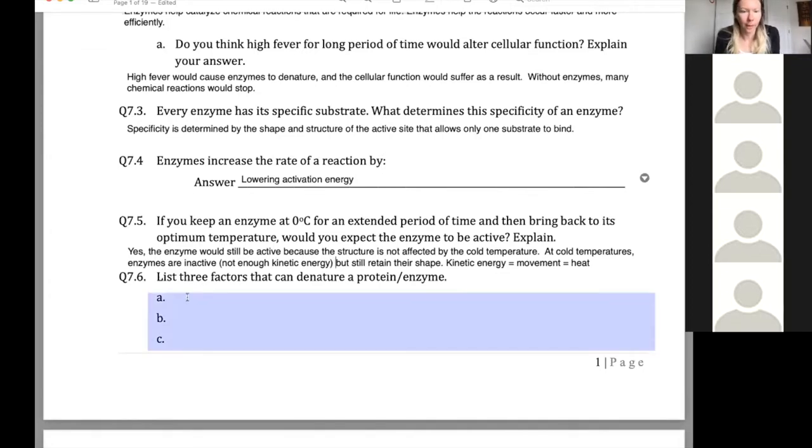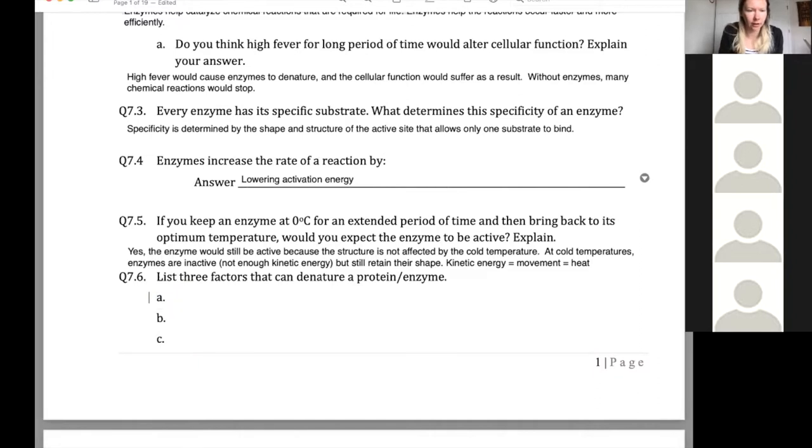All right. So if we wanted to list the factors that denature a protein or an enzyme, what would they be? It would be temperature, pH, and salt concentration. Right, yeah, so temperature, very, very high temperatures, melt those bonds that hold the three-dimensional structure. And then next one would be pH, which is the same thing, it affects those bonds holding it in the tertiary and secondary shapes. And then salt concentration, because ions can also affect the bonding at those other levels.